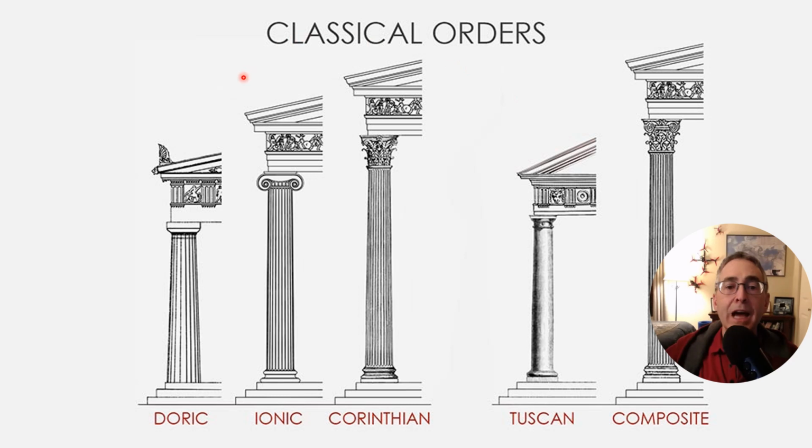So here we have the 5 classic orders on a single page. On the left-hand side, we have the Greek, so those are the Doric, Ionic, and Corinthian. And then on the right, we have the Tuscan and the Composite. I'm going to break them up and cover the Greek first, and then the Roman adaptations next.